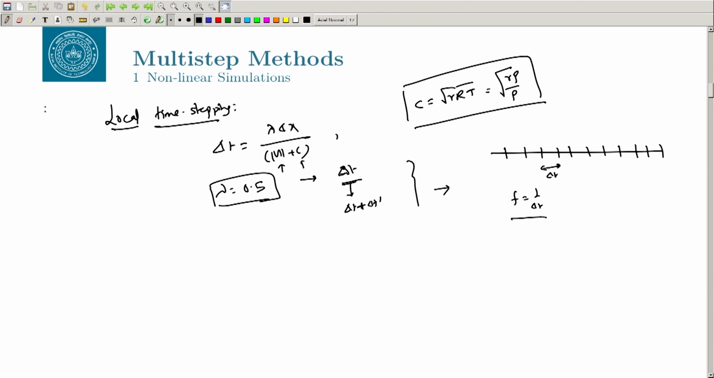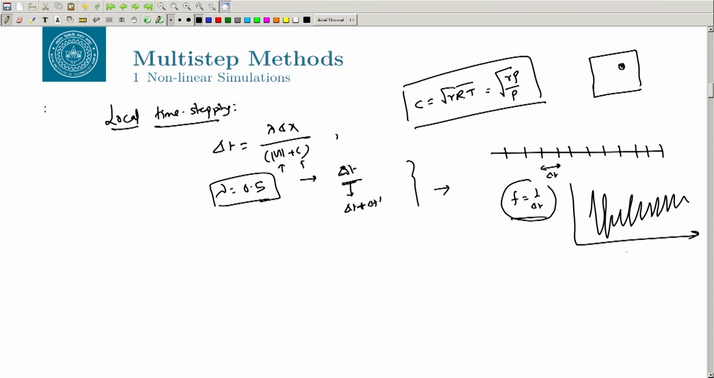So, in this local time stepping, it is very difficult to find the frequency, because delta t is changing every time. If you have a signal, let us say you are analyzing the flow in a lid driven cavity, put a probe here, getting some data, let us say the pressure data, or velocity data, and this is your plot of time versus pressure. Because every point is at a different delta t, you cannot do FFT or basically the frequency analysis, because your delta t is not constant.